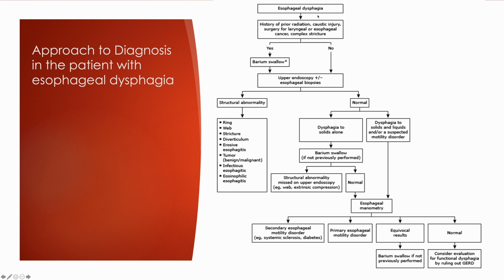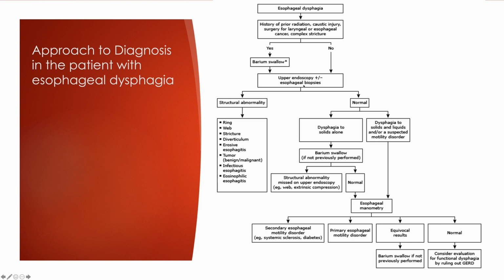So once we have the history of esophageal dysphagia, we're going to look at the patient history. We're going to look for prior radiation, caustic injury, surgery, esophageal cancer, or complex stricture. If they have had this before, then we can do a barium swallow first. However, this little asterisk here mentions that doing the barium swallow before the endoscopy is quite controversial. I would say the vast majority of the time in a GI clinic, we're going to do the procedures first. We're going to do the upper endoscopy first, plus or minus biopsies. Either way, this is what UpToDate says.